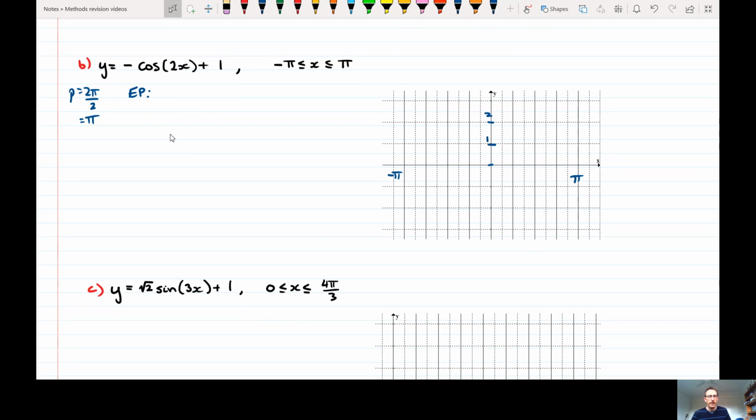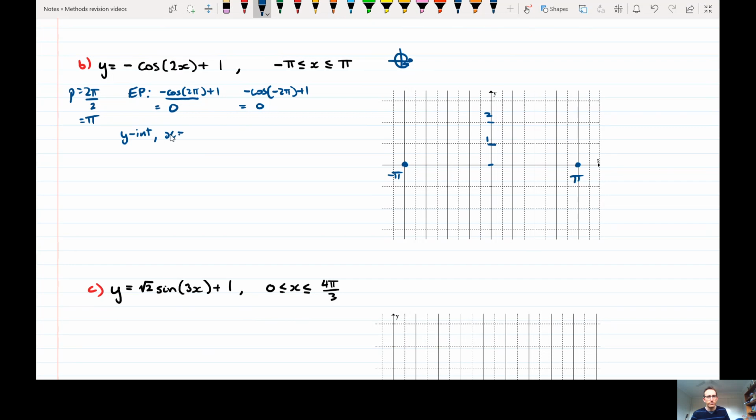So for the endpoint, you're going to have negative cosine of 2 pi plus 1. Now cosine of 2 pi is 1. You have negative 1 plus 1 is 0. So you're going to have it starting up this end. But it's also going to finish there as well, because cosine of negative 2 pi just means going back 2 pi around to start again. We know cosine is 1 there as well, so you're going to end up with 0.